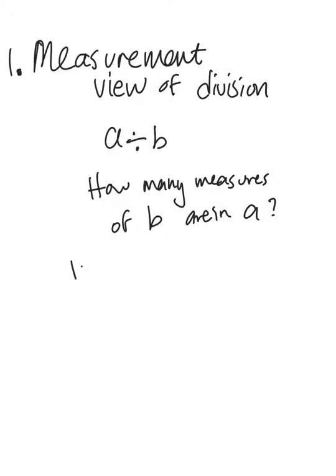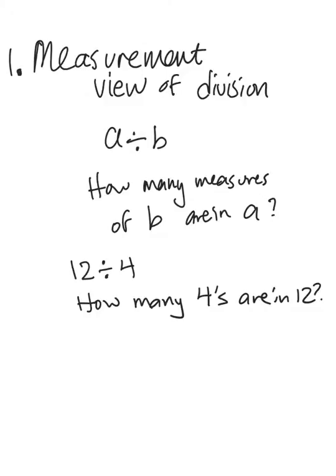If I were to take like 12 and divide it by 4, this is asking how many measures of 4 or how many 4s are in 12. To answer that question, how many 4s are in 12, we could get 12 objects. Let me see if I can make 12 circles here.